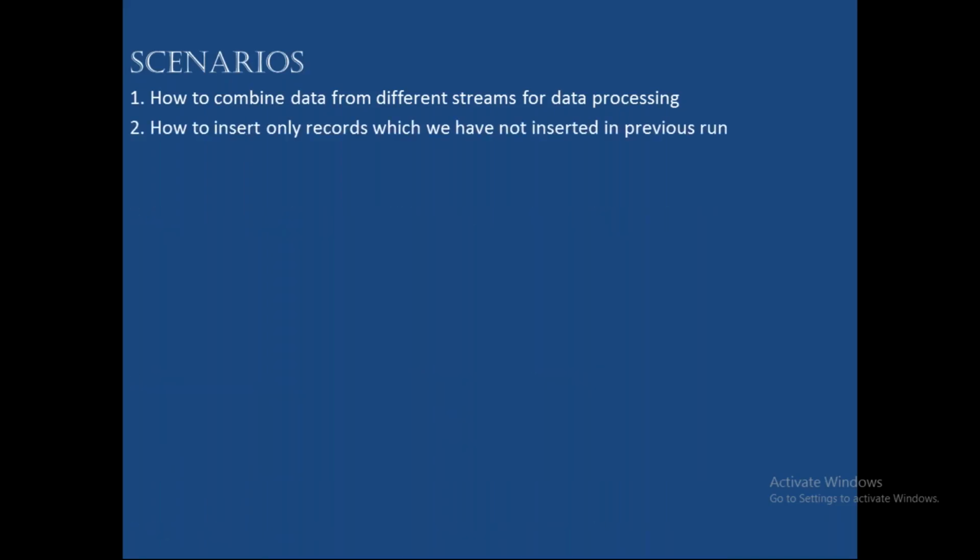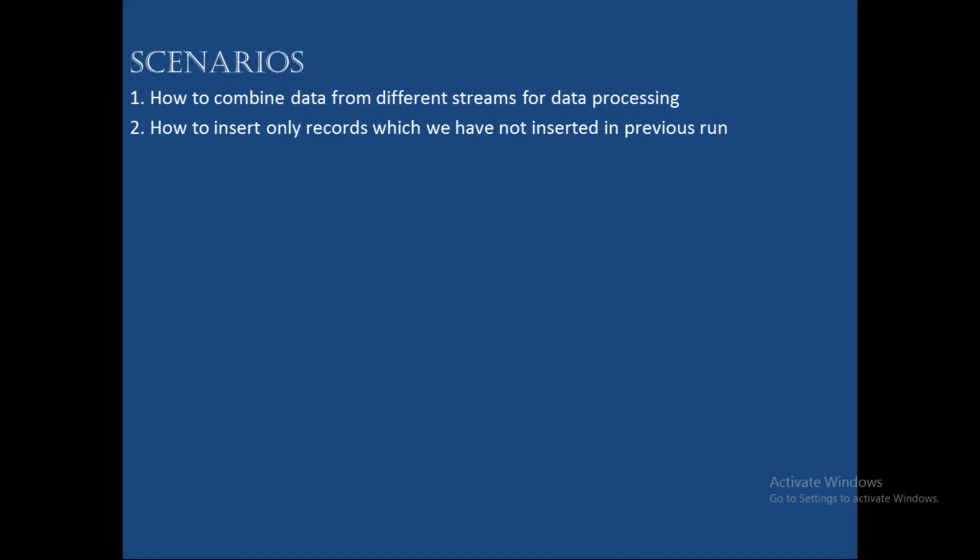Next, how to insert only records which we have not inserted in the previous run. In the previous run I had 100 records, but I inserted just 40 records. I need to insert 60 more records this time. I don't have any clue; I don't even have any primary key to identify which records I have copied. I don't have any timestamp. I don't have any primary key to identify.